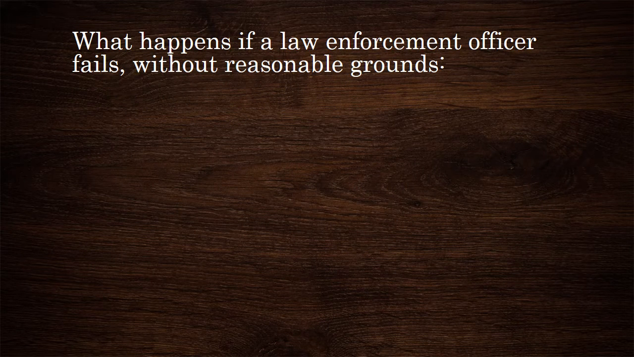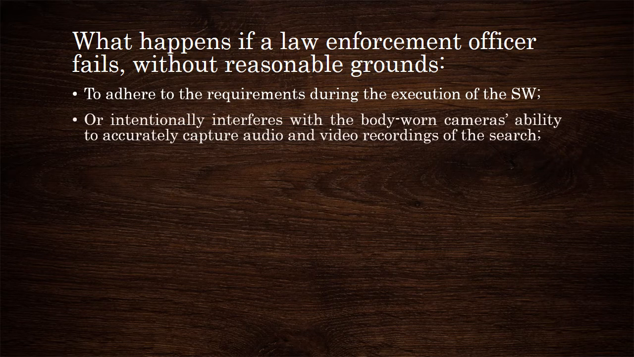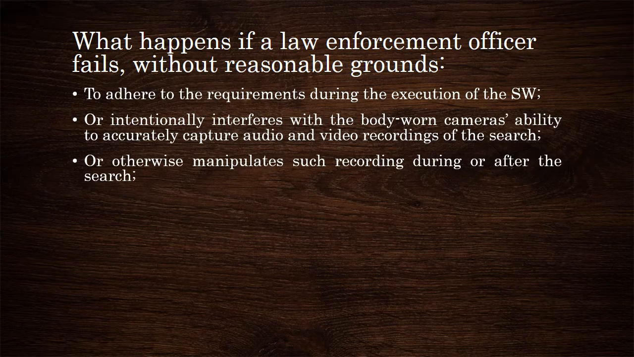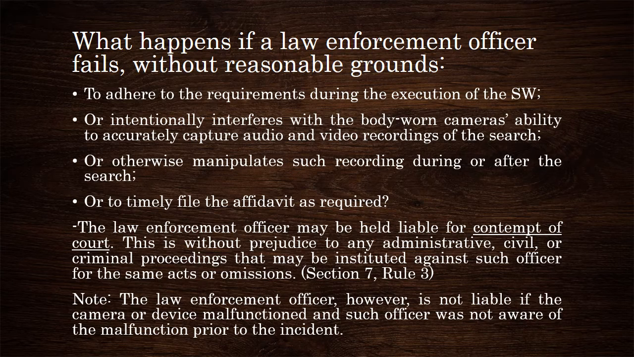What happens if a law enforcement officer fails without reasonable grounds to adhere to the requirements during the execution of the search warrant, or he intentionally interferes with the body-worn camera's ability to accurately capture audio and video recordings of the search, or he manipulates such recording during or after the search, or he fails to timely file the affidavit as required? In such a case, the law enforcement officer may be held liable for contempt of court without prejudice, of course, to any administrative, civil, or criminal proceedings that may be instituted against him for the same acts or omissions. And of course, the law enforcement officer will not be liable if the camera or the device malfunctioned and such officer was not aware of the malfunction prior to the incident.